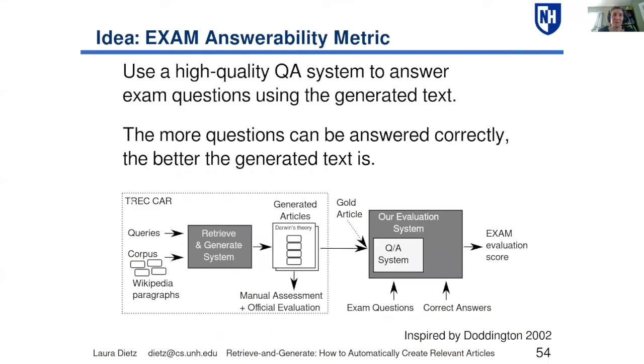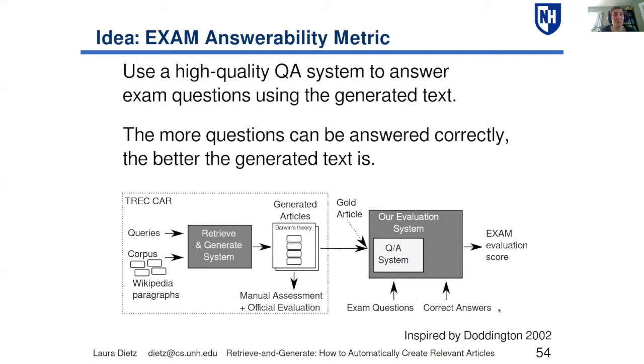We call this metric EXAM, which stands for the exam answerability metric. The ideas go back to some early work at DARPA from 2002, using an exam question as a means of telling whether something is good. I think at the time they made some mistakes. They also really didn't have any good question answering system like we have today.